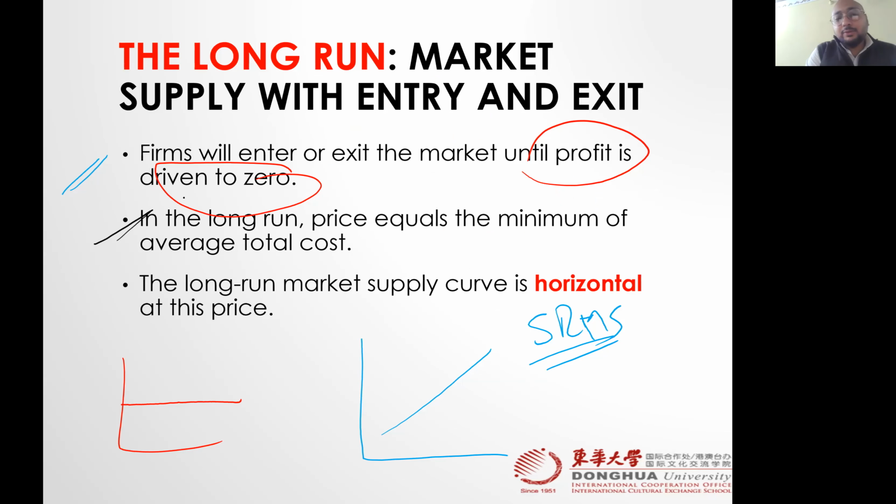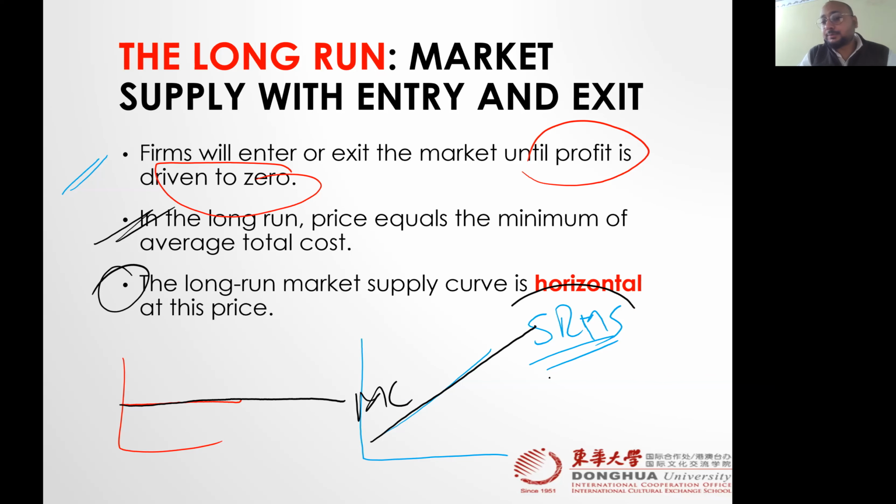So in the long run, price would be equal to the minimum of average total cost. So remember, when price is equal to average total cost, MC would be a horizontal straight line. Short run market supply, all the MCs, is the sum of all the MCs of all the firms in the market. It's upward sloping, but the long run market supply curve is a horizontal straight line.